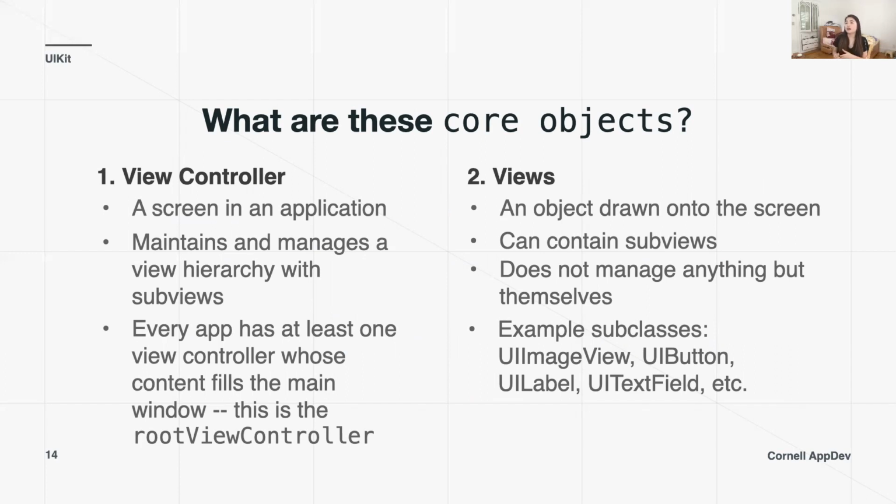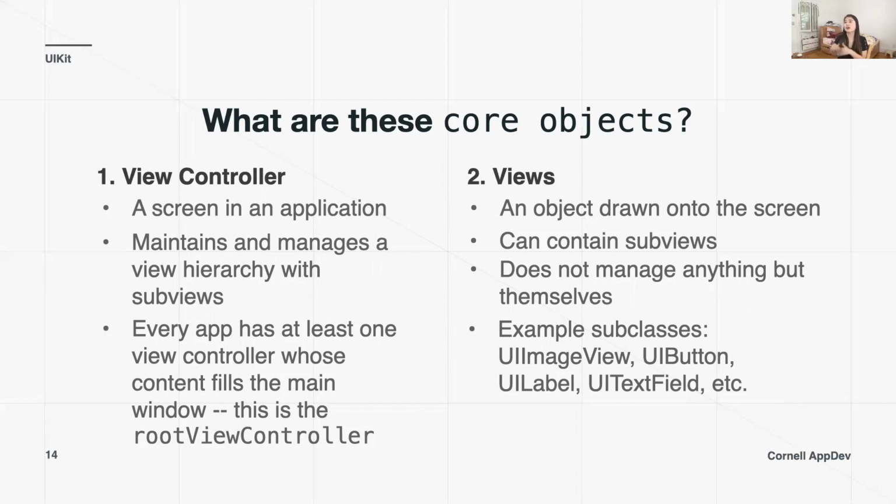And so what is a view controller? A view controller is basically just a screen in your application. That's the overarching screen, and it maintains and manages the view hierarchy with all the subviews inside that view. Every single app has at least one view controller that fills up the entire window, and we usually call that the root view controller.